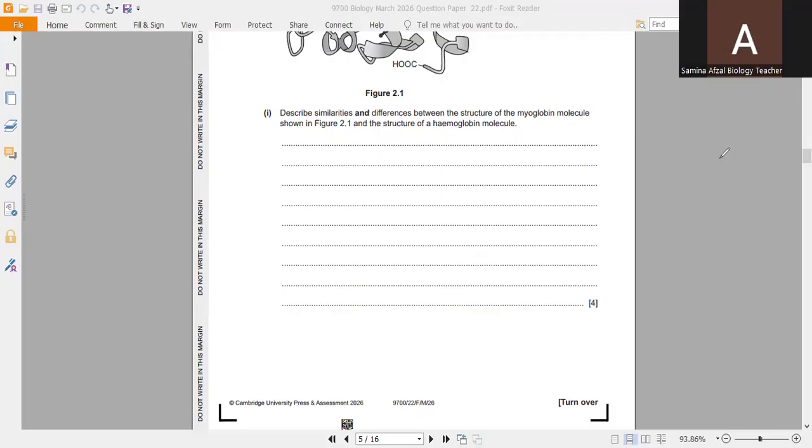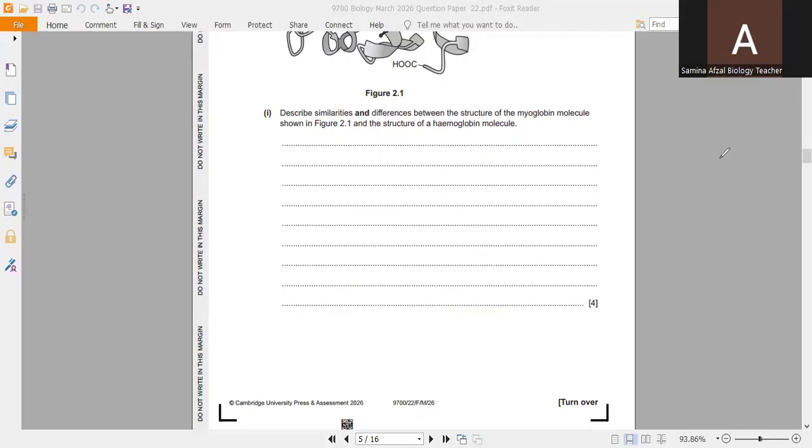So both are globular proteins with hydrophilic amino acid residues on the outside and the hydrophobic residues tucked away on the inside. So both rely on the same types of bonds to stabilize their tertiary structure: hydrogen bonds, ionic bonds, hydrophobic interactions, and disulfide bridges. So there are so many different similarities between them. Besides this, there are differences as well.